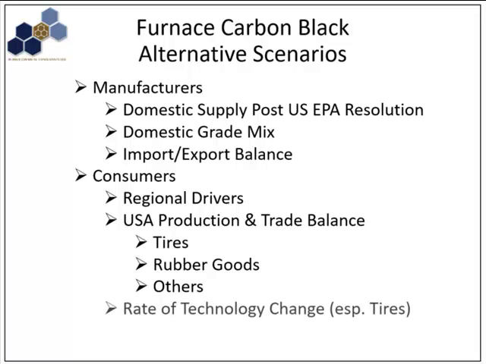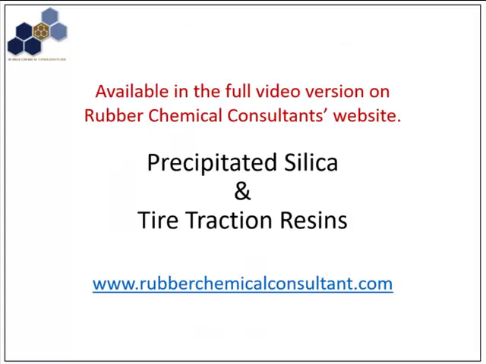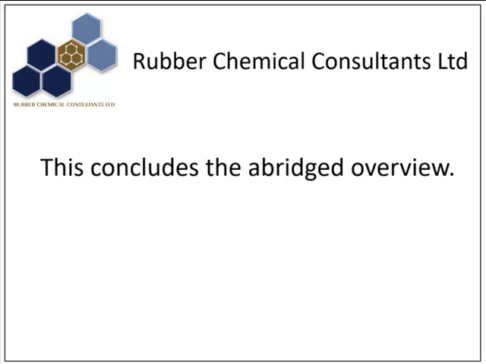Depending on certain drivers, the rate of technology change may need increasing or decreasing. Market demand may shift the required product mix. This can have opposing effects depending on the product size and type. Precipitated silica and tyre traction resins market analysis is only available in the full video version on Rubber Chemical Consultants' website. This concludes the abridged North American rubber chemical market overview video.